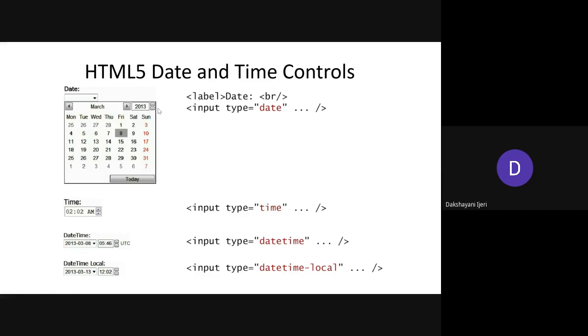The best example is whenever you are asked to give your date of birth. Instead of typing the entire date of birth, if you click on that option, you will be provided with the calendar, where you are going to select the year, month, and date directly. How that can be created in your HTML is using this label date, and input type equal to date. The value for the type attribute is date here.